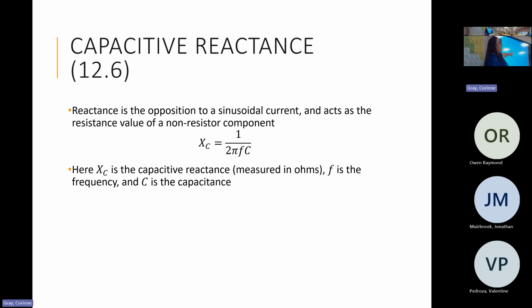And for the parallel plate capacitor, our equation is going to be 1 over 2 pi F C, where F is the frequency of our source, and then we have the capacitance, which is the capacitance of the capacitor. So this is going to give rise to some pretty weird stuff.